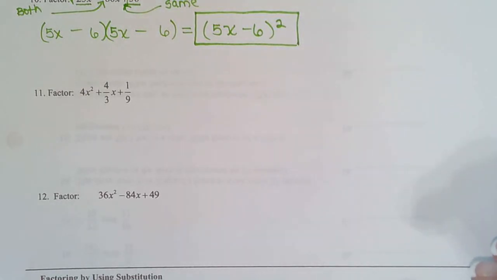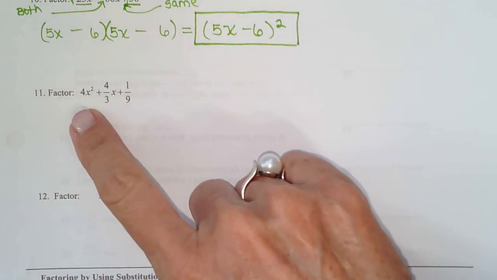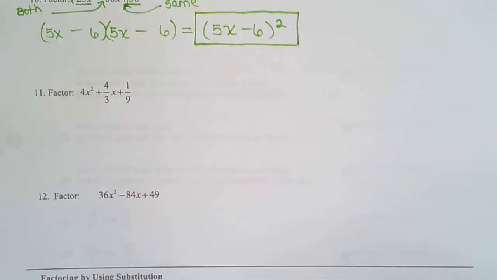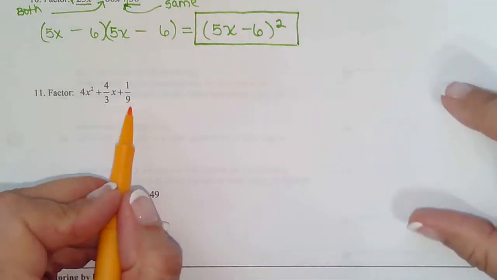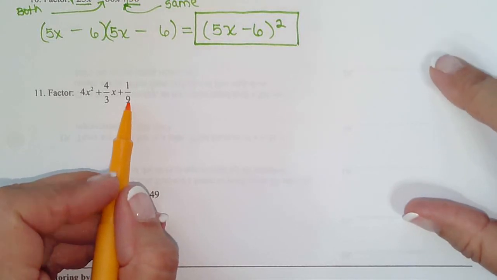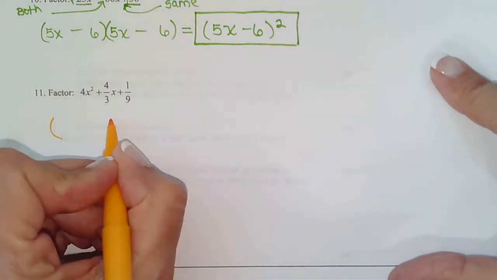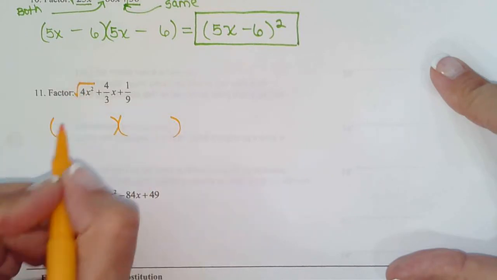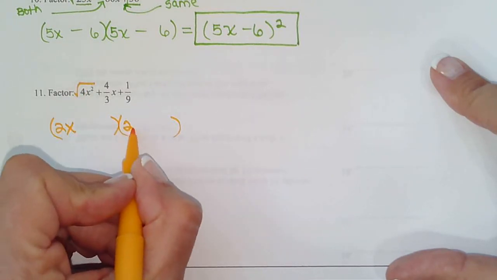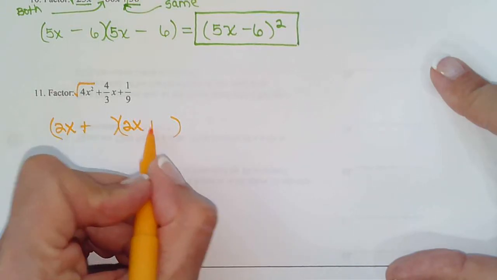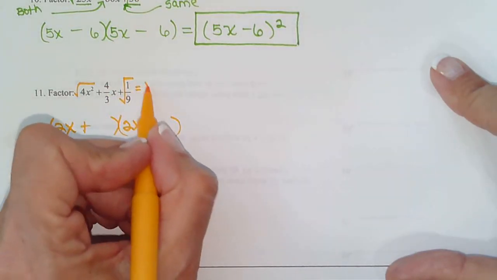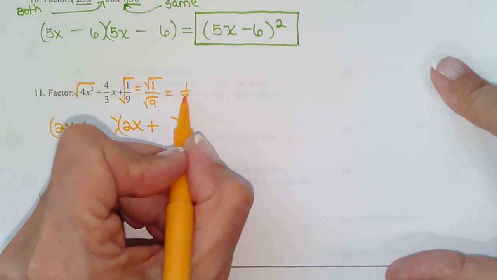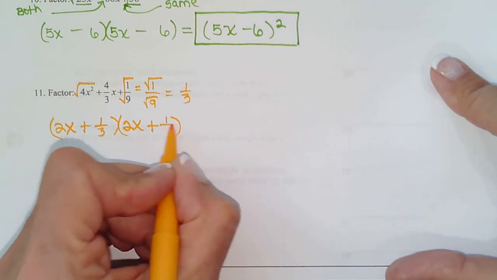So I look at 11, I say, is 4x squared a perfect square? That means does something times itself give me 4x squared? Yes, 2x times 2x is 4x squared. Does something times itself give me 1/9? Yes, 1/3 times 1/3. So since they're both perfect squares, that means I can try this. If it doesn't work, then I just go to AC. So square root of the first term is 2x, 2x, all positive signs, so that means plus. Square root of this means what's the square root of 1? What's the square root of 9? So it's 1/3. So 1/3 here, 1/3 here.